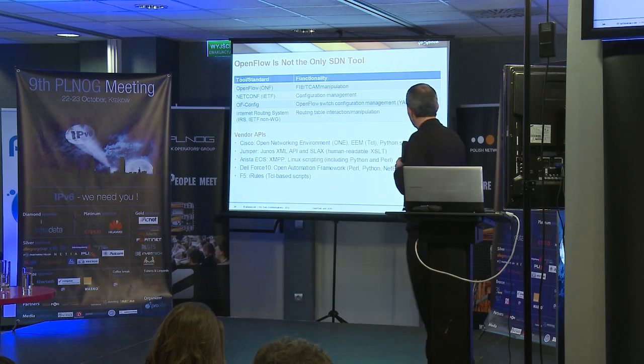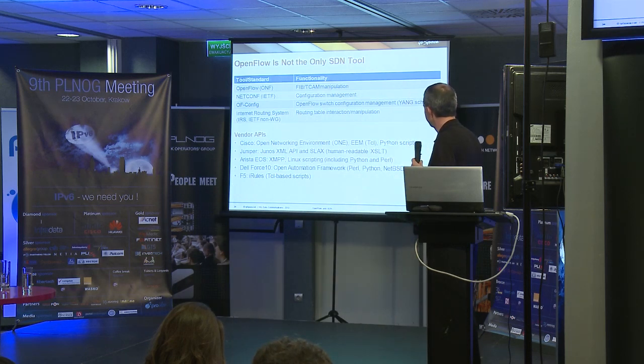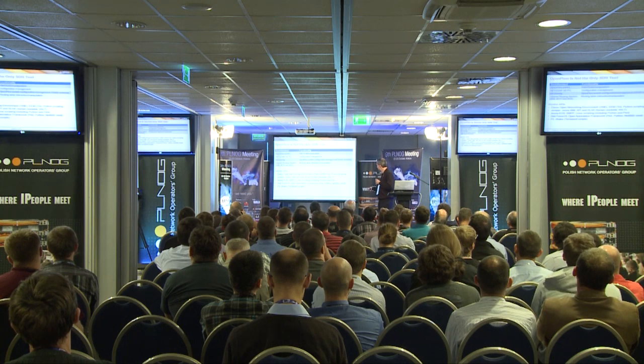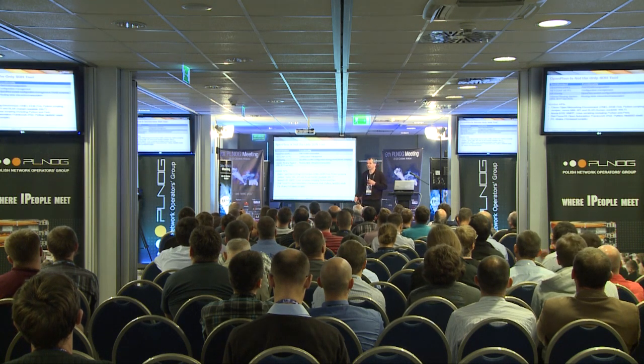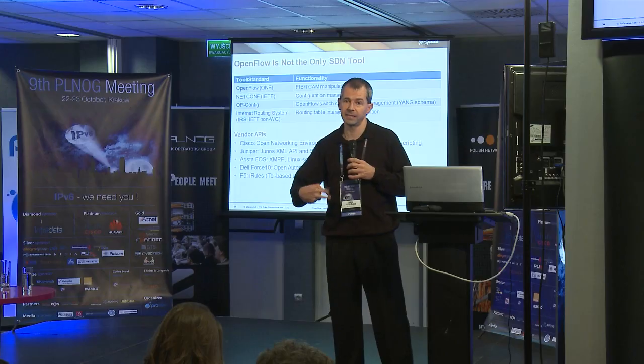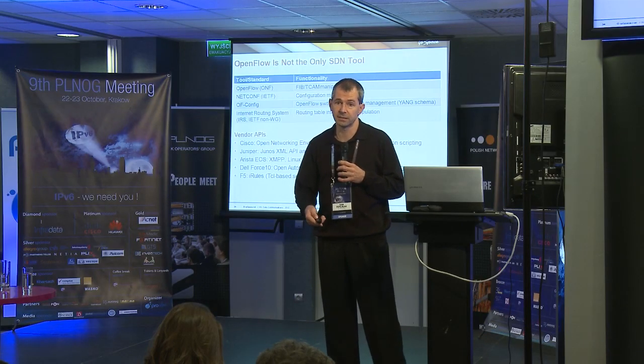Force10 has the Open Automation Framework, which is yet again Perl and Python. Arista EOS has Perl and Python. So any networking vendor that has Linux running on the box has Perl and Python. Well, that tells you a little bit. And F5 has iRules, which is more or less the only implementation of an API I've seen so far that runs in the data plane. Because with iRules, you can actually modify the behavior of the load balancer in the data plane.